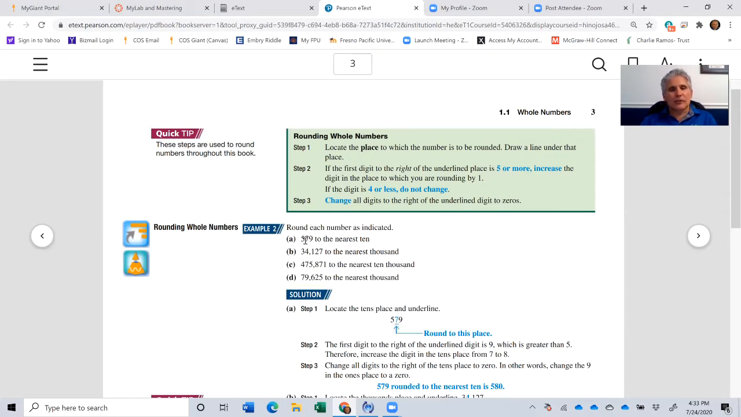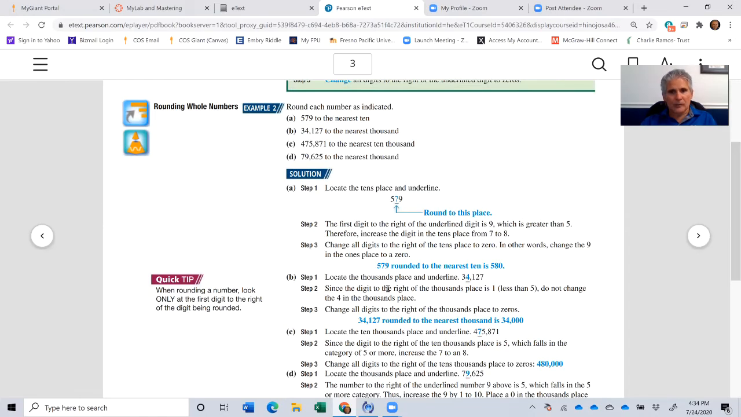So in this case, we're looking at 579. We want to round it to the nearest 10. So 10 is here, the 7 spot. So does that stay at 7 or does that move up to 8? Well, because the 1 digit to the right is a 9, that's going to push us up. So our nearest tens place is going to be 580. Okay, so round to the nearest 10, and that's 580.